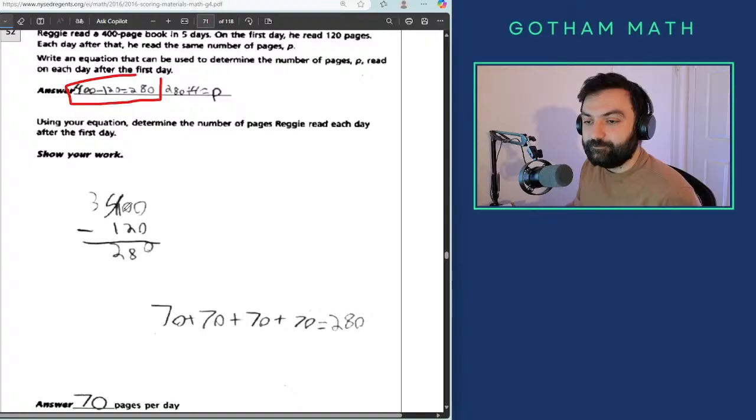Now, 400 minus 120 is 280, and then 70 plus 70 plus 70. Okay, so no division, right? Could have divided. Who cares?